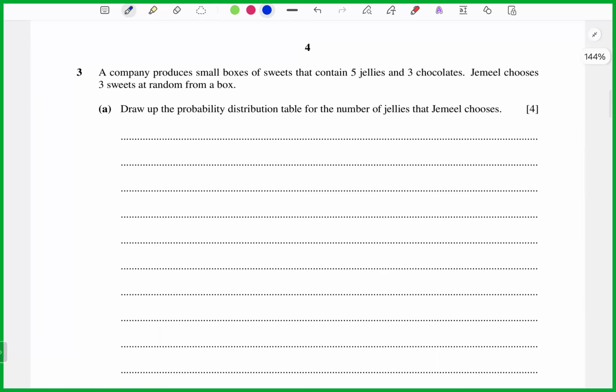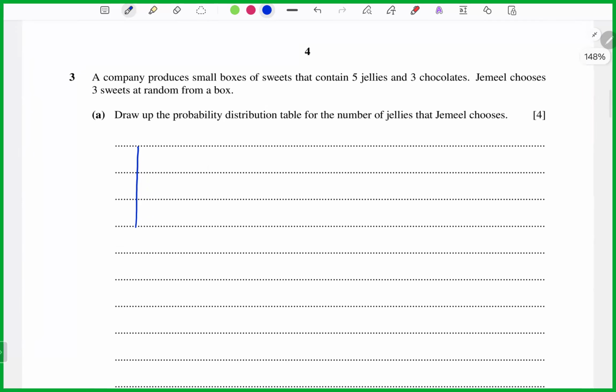So here, we try to write out first. Because Jamie can choose 3 sweets, we can consider x equals 0, 1, 2, and 3. 0 means Jamie didn't choose any jellies. 1 means Jamie chose 1 jelly. And 2 and 3 are continuous. 2 means Jamie chose two jellies. 3 means Jamie chose all 3 jellies.